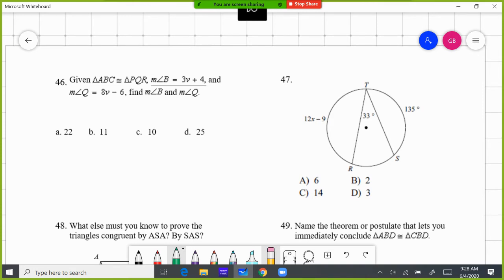Given ABC is congruent to PQR, angle B is equal to 3B plus 4, and Q is equal to 8B minus 6. Find the measure of B and Q. So without drawing this out, since B and Q are the letters in the middle, they correspond to each other. So we could actually set these expressions equal to each other.